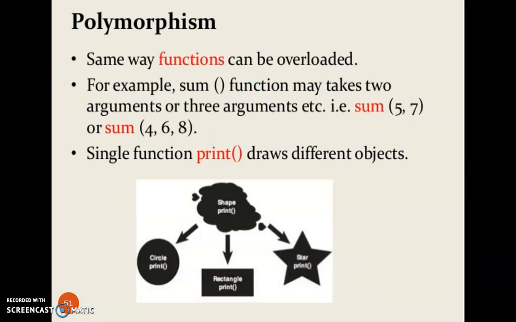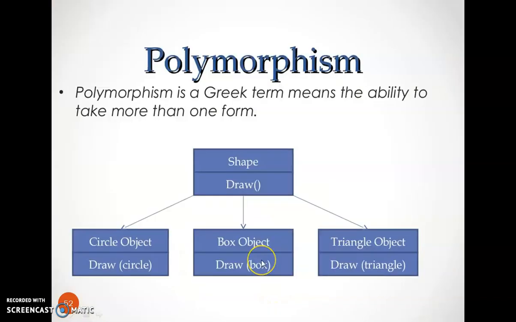In the same way, functions can also be overloaded. For example, sum is a function. It may take 2 arguments or 3 arguments. Sum of 5, 7 is taking 2 arguments and sum of 4, 6, 8 is taking 3 arguments. Another example, print is a function which draws different objects. Print is the function which is used to draw the circle, rectangle, star, different shapes. A similar example is also pictured here.